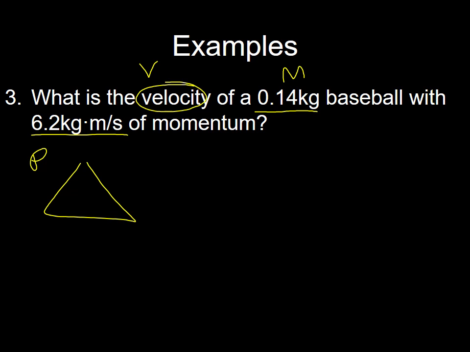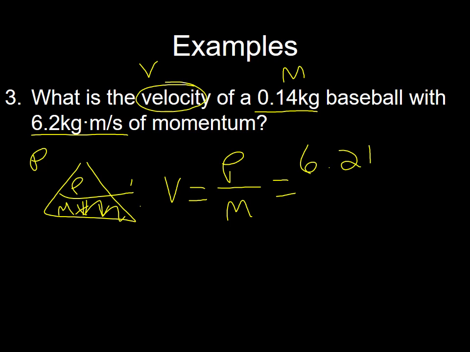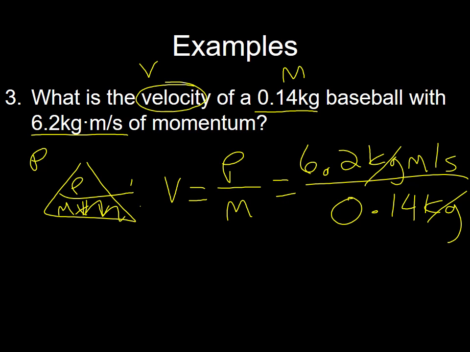So if I put this into my triangle, cross out my v, I end up with velocity is momentum over mass. So that's 6.2 kilogram meter per second over 0.14 kilograms. So my kilograms are going to cancel out, and I'm going to get 44.3 meters per second for my velocity.